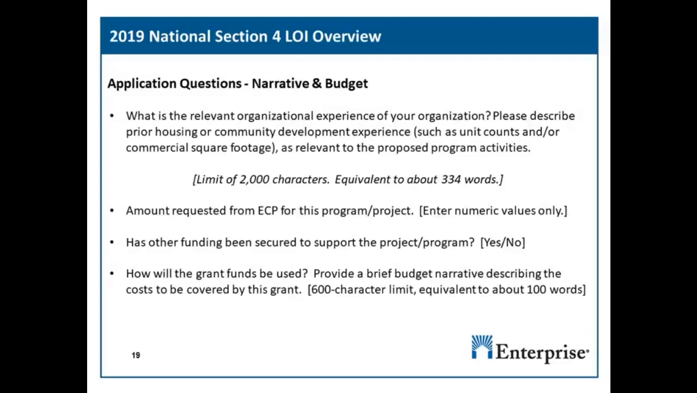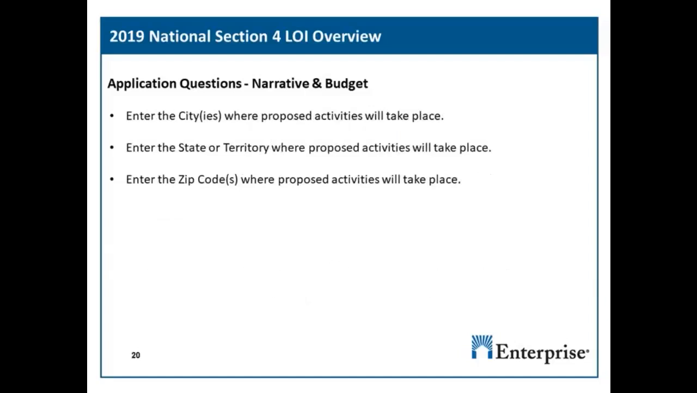Maybe it's other direct costs such as trainings, or you have some consultants in there, so we're asking you to describe those there. And finally, there are 3 quick questions that have to do with the city, state, and zip code of where the activities will take place.